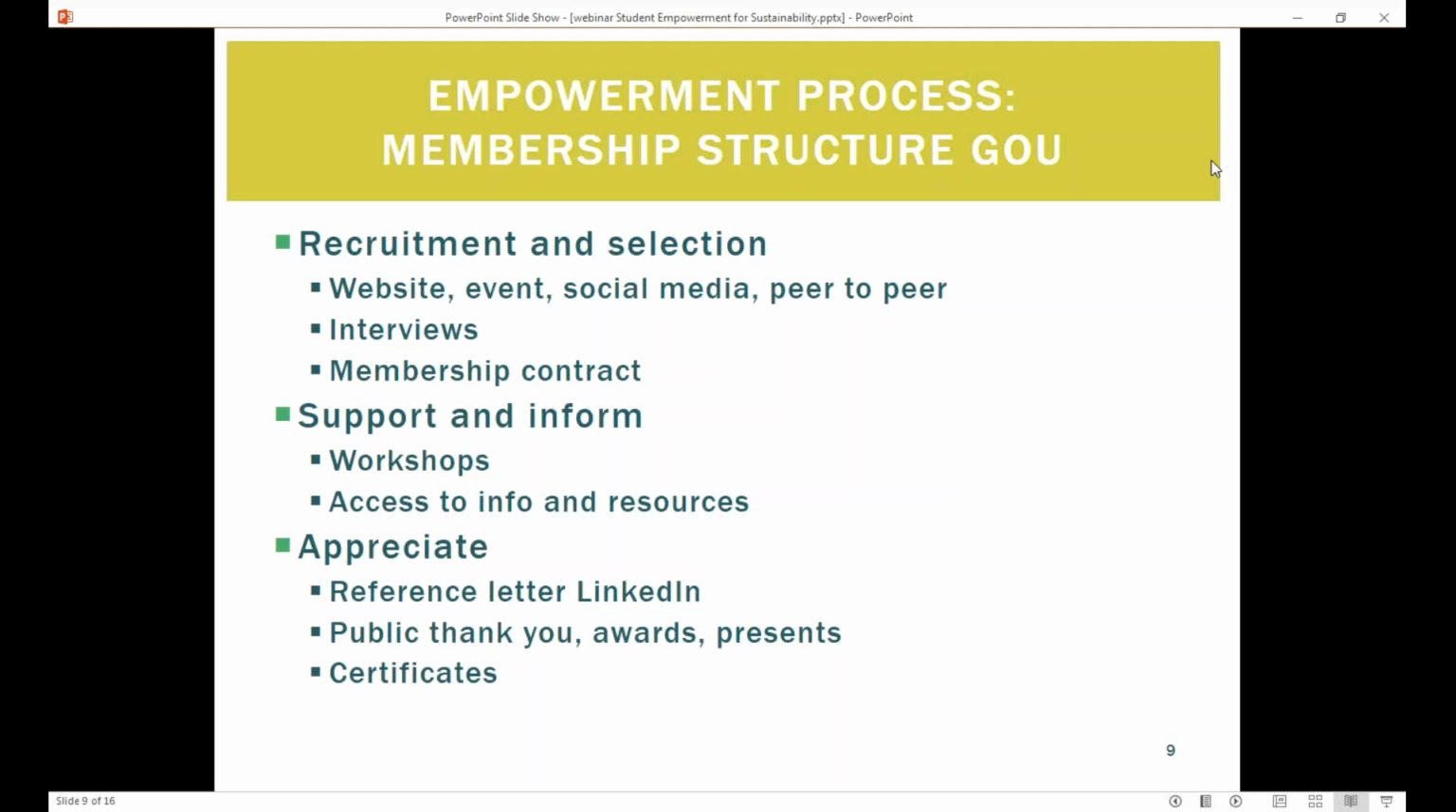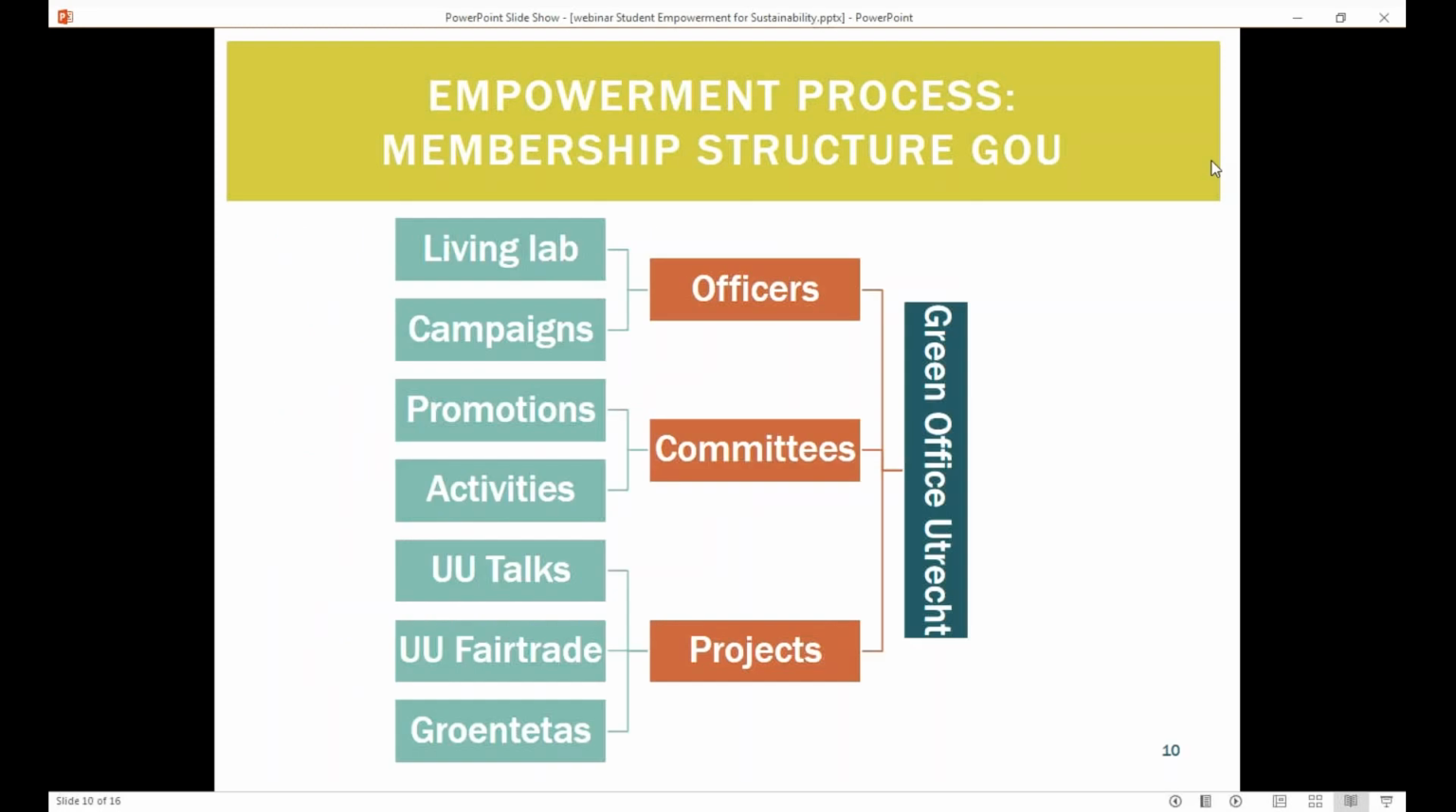So this is the general structure. And then now I want to show you how it is organized. They have officers, committees, and projects. People that can, not the student employees, but people that want to be involved with the Green Office can be in one of these three. And the officers are single persons that are helping one of the student employees. So you have the Living Lab coordinator, and there's one Living Lab officer who is helping this person, and it's on a regular basis. If I'm not wrong, it's like 6 hours per week, so it's fixed. And for the campaign coordinator, the same. So it's a team of two people, one is a volunteer and one is the coordinator, the student employee.